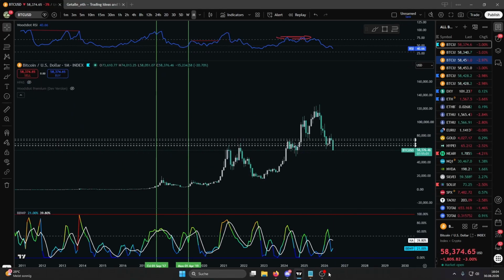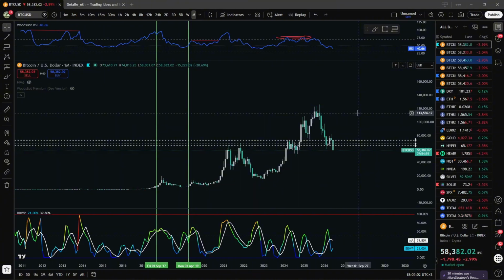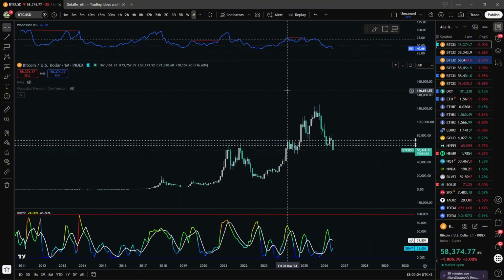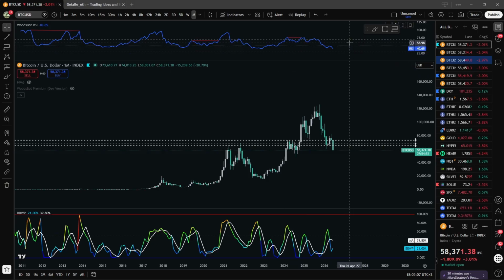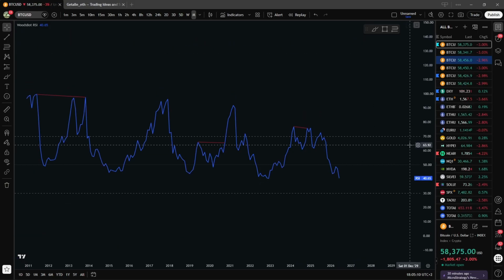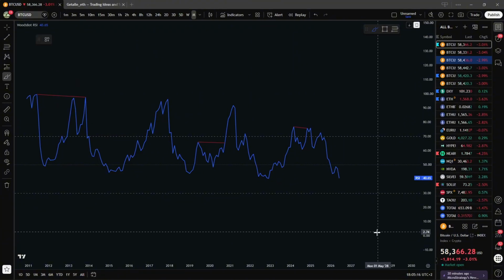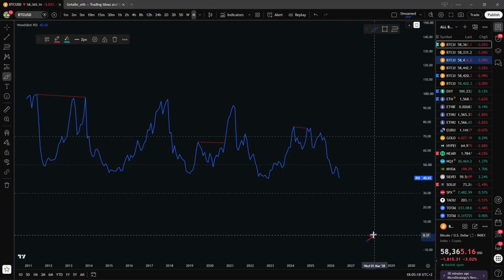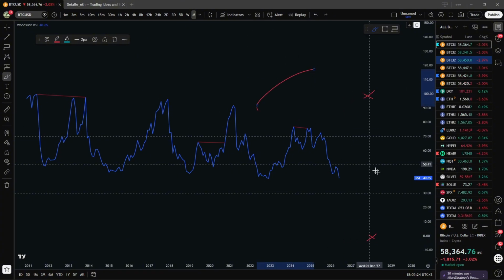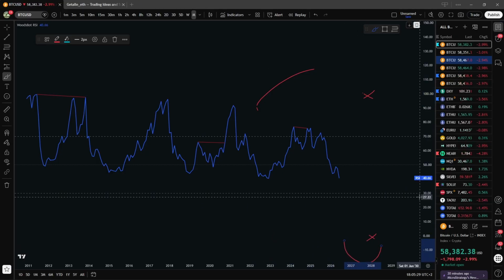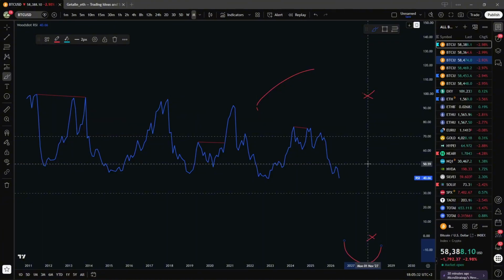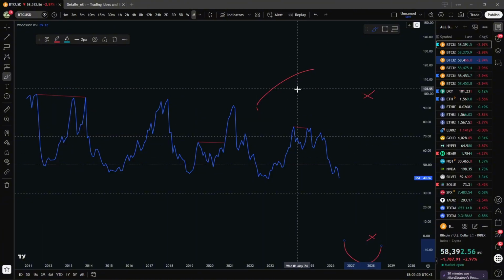RSI measures the relative strength of price action, but in general RSI is just a momentum oscillator. A momentum oscillator means that this indicator will always swing from 0 right here towards 100. It can never go past 100, and it can never go past 0. It will always be the same. It will always oscillate between 0 and 100. This is what defines an oscillator.